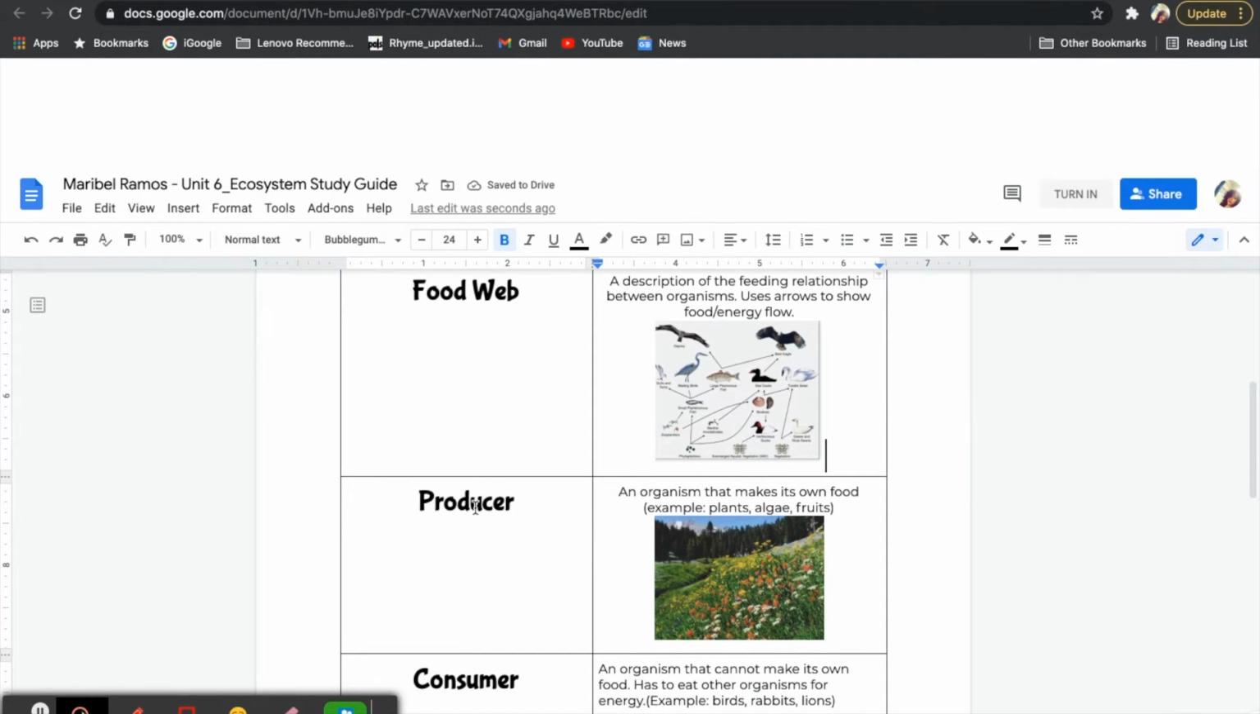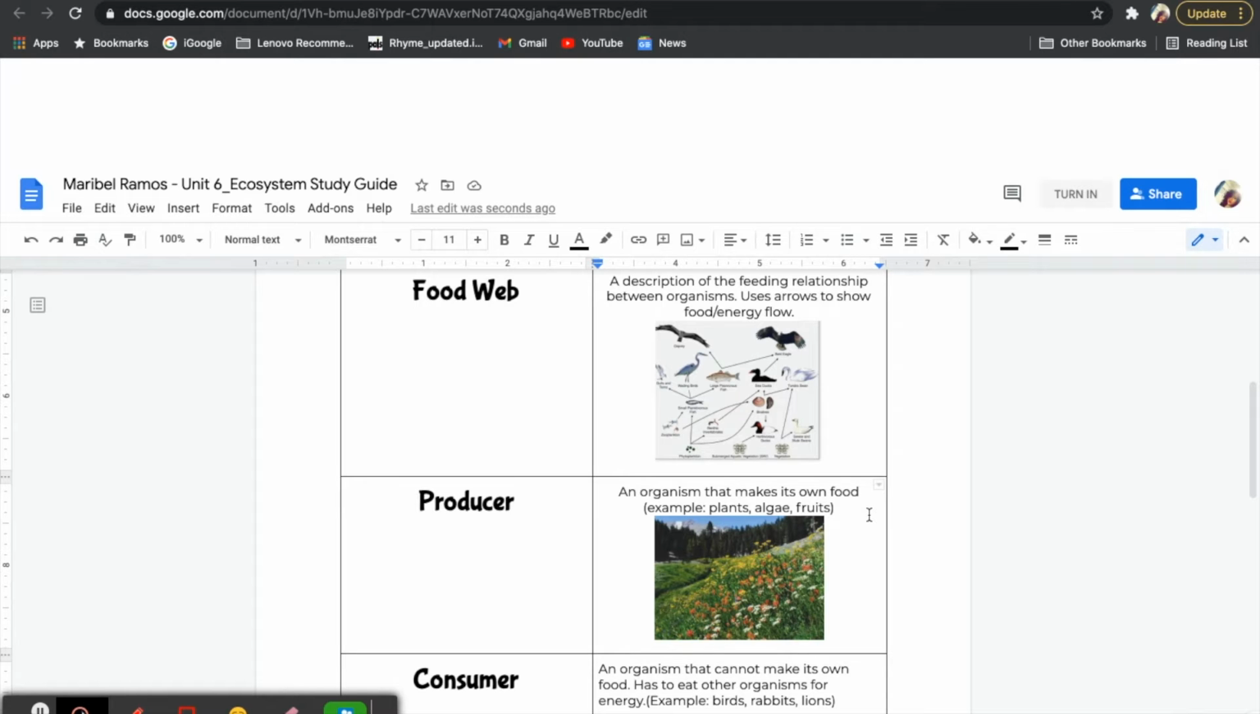For example, there are producers. Producers are all those organisms that are able to make their own food. Producers like fruits, plants, flowers, trees, algae are able to make their own food using light energy from the sun, and through the process of photosynthesis are able to convert that light into sugar to help them grow. Producers do not need to eat or consume other animals. They produce or make their own food.